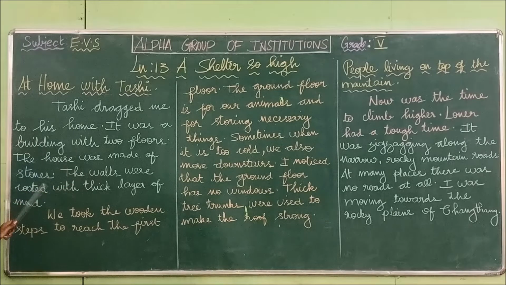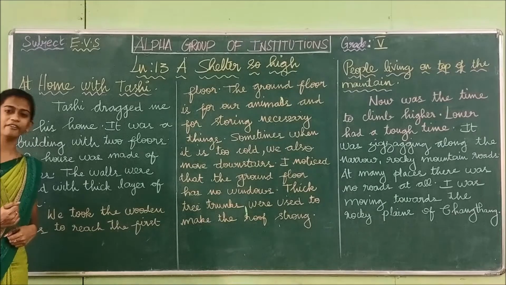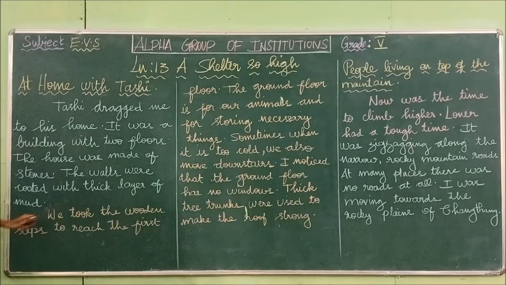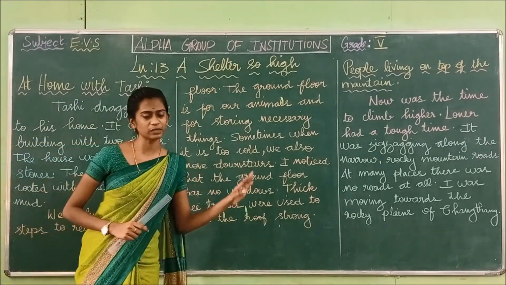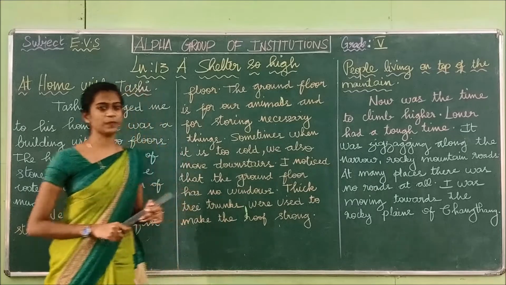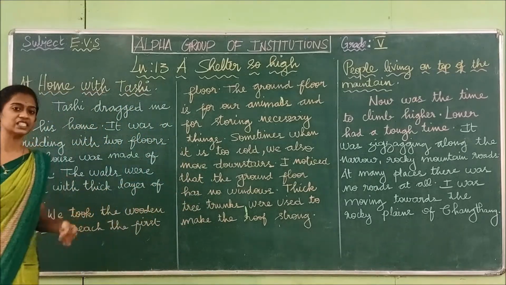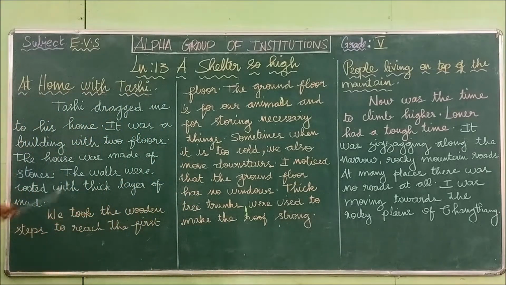The house was made of stone. So how has the house been made? Yes, it's made of stones. The walls were coated with thick layer of mud. So there will be walls in the building. Okay, so how have the walls been coated? Yes, they have been coated with mud. Mud means the sand, soil.